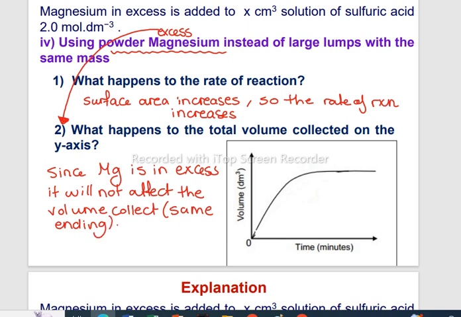So anytime you have an excess reagent taking place, it would affect the rate of reaction. So it could affect the starting part of your curve, but it will not affect at all the total volume collected, since the same amount of hydrogen gas will be measured at the end. So from here, I'm going to draw the rate which is faster, so steeper, but it should be the same ending. So my new curve will be like this. So this is my answer for IV.